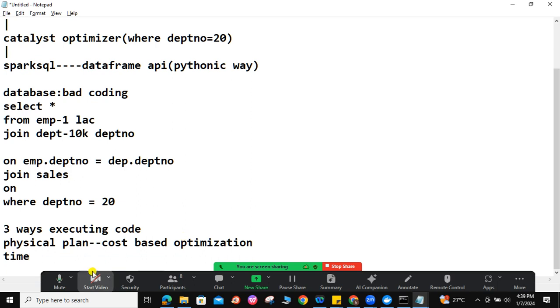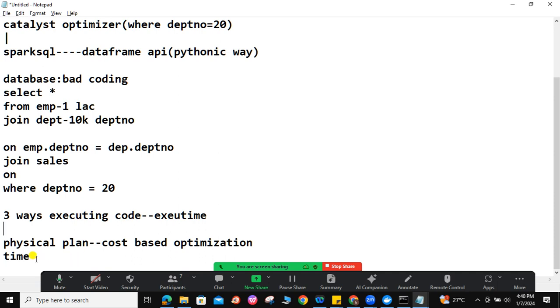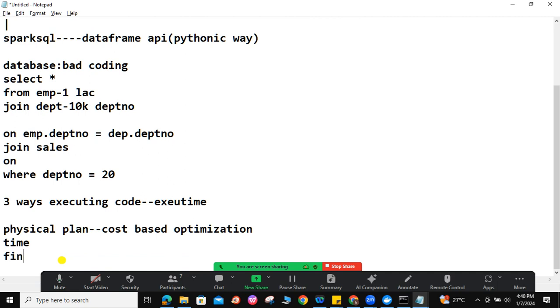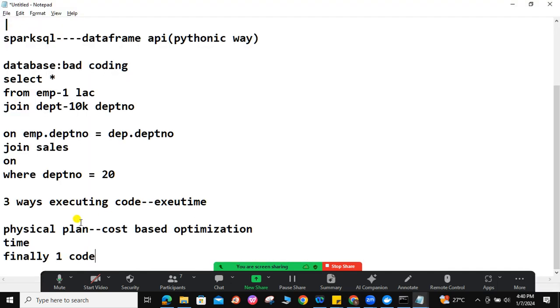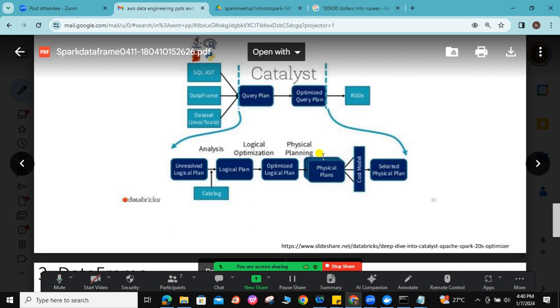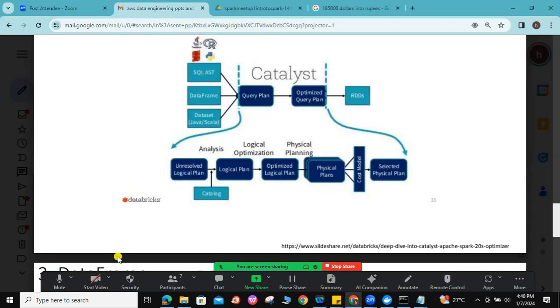It would have made 2 or 3 ways of executing the code, right? It will find out which takes the least possible time with cost effectiveness. It has its internal compiler to calculate the cost, time, everything. With that, it comes up with one final physical plan, meaning one code. That code gets selected, meaning out of 3 or 4 it gets selected, and the final code is generated or executed. That is what happens internally.